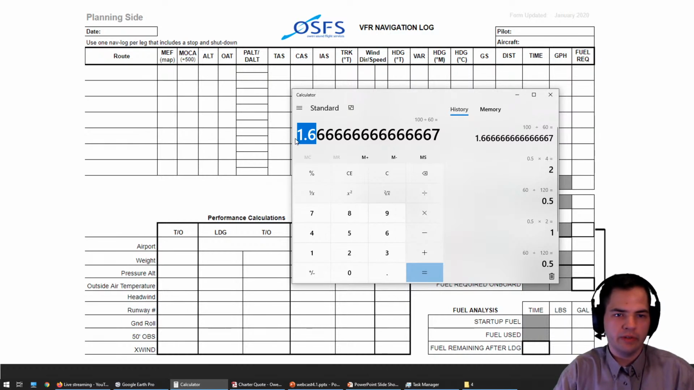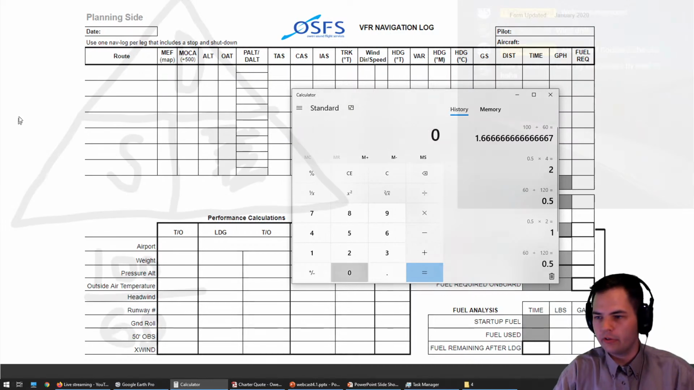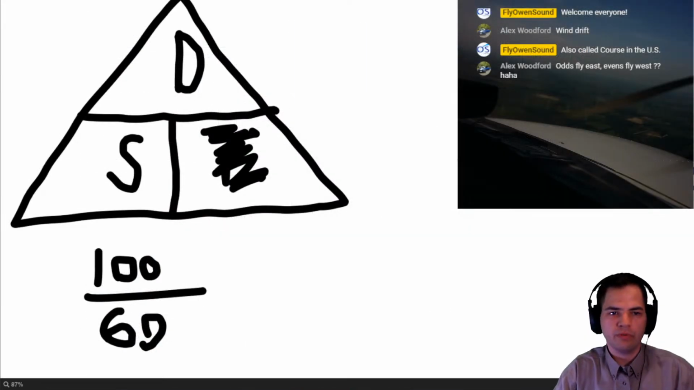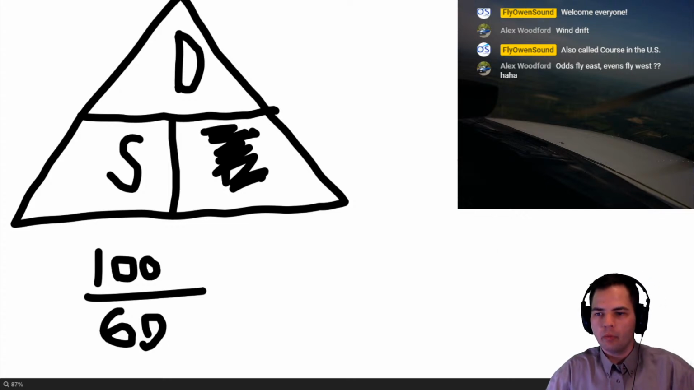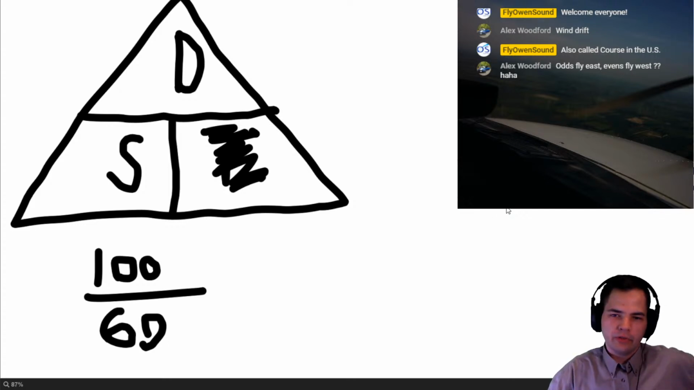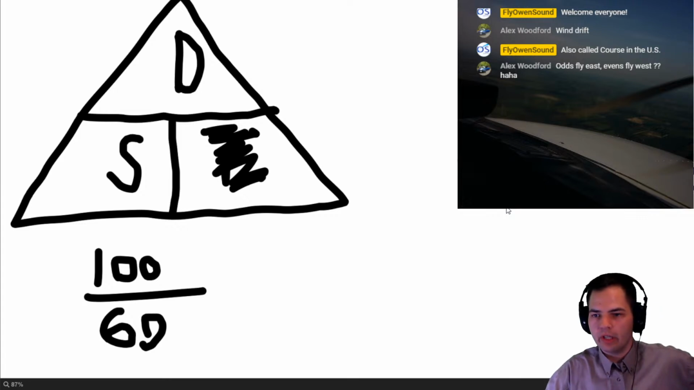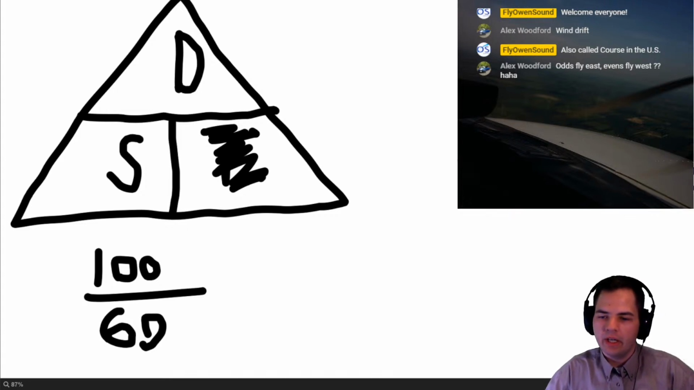So if the airspeed was 50 in this case, then it would be 100 divided by 50. The answer would be 2. So a little bit more, we're going there a little bit faster. So instead of 2, it's 1.7. So that's kind of my reality check on that. So that makes sense, right?